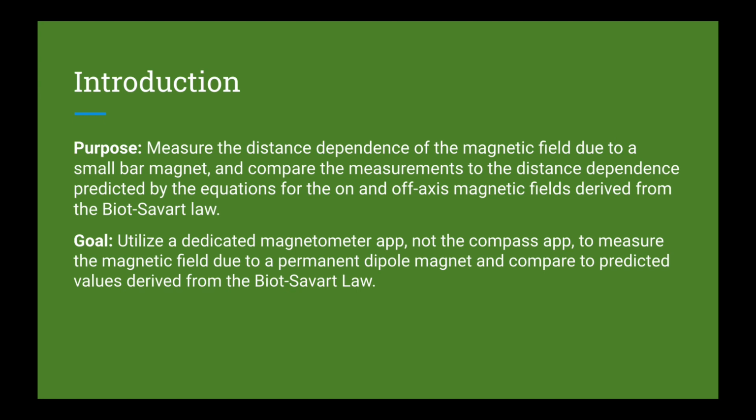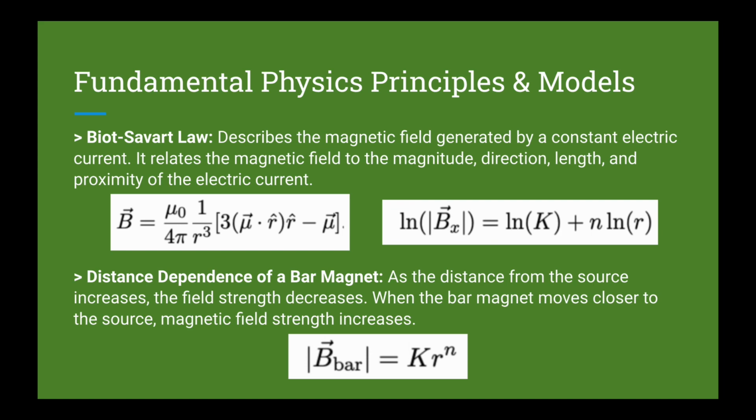The goal of the lab was to utilize a dedicated magnetometer app, not the compass app, to measure the magnetic field due to a permanent dipole magnet, and then compare to the predicted values derived from the Biot-Savart law.